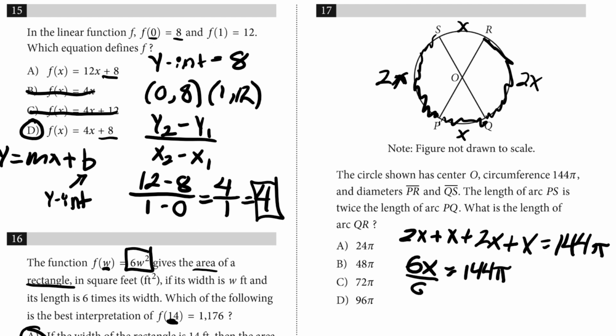And if we divide each side by 6, we'll get x equals 24 pi. Remember that they're not asking for x, they're asking for QR, which we noted as 2 times x. So if x is 24 pi, 2x will be 48 pi.